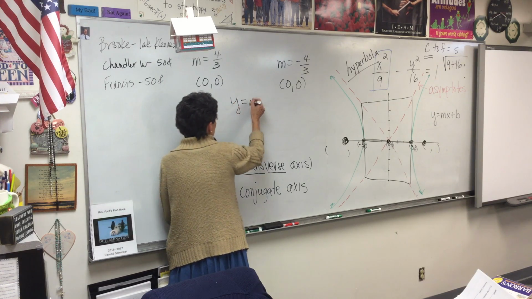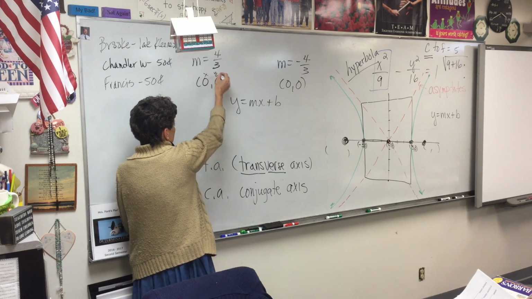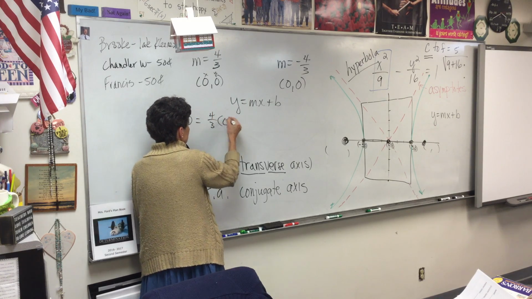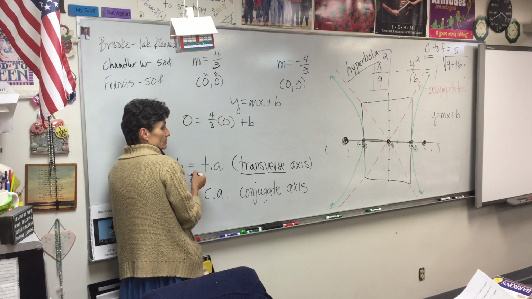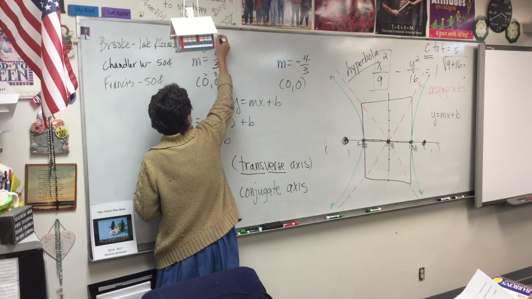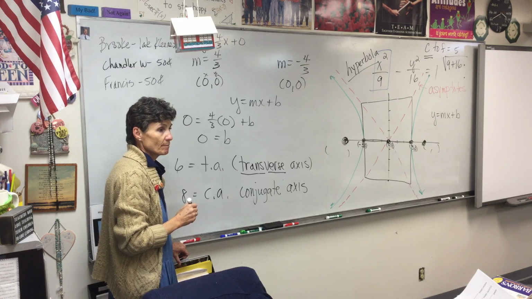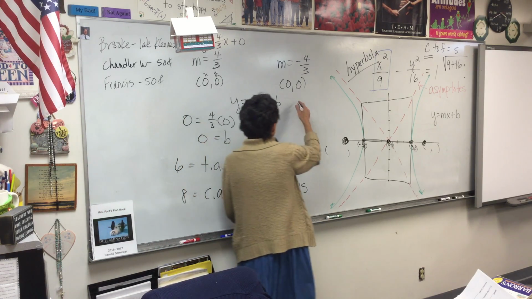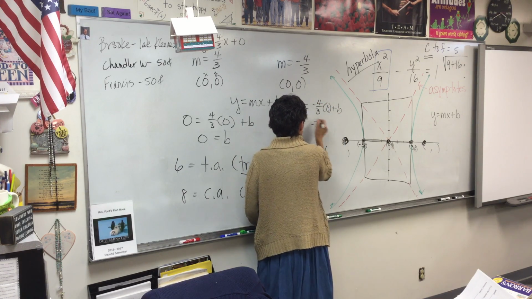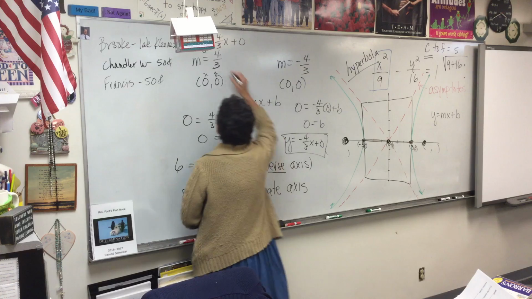y equals mx plus b is my framework. This is good review. Remember how this works? This is x, this is y. 0 equals 4/3 times 0 plus b. What does b equal? 0. So this line is y equals 4/3 x plus 0. mx plus b. What about this one? 0 equals -4/3 times 0 plus b. Isn't it the same thing? So here are your two asymptotes.